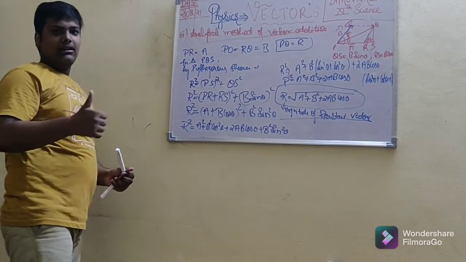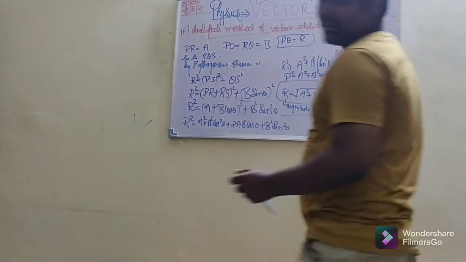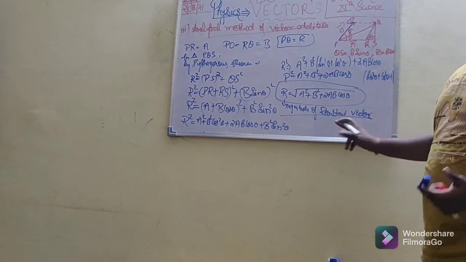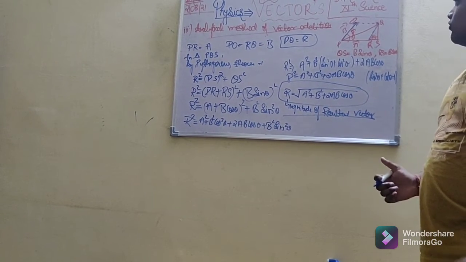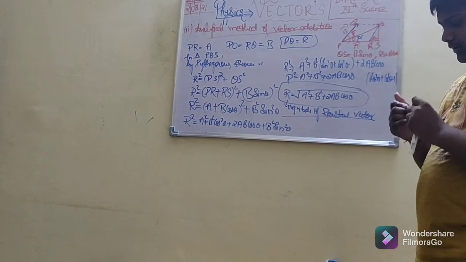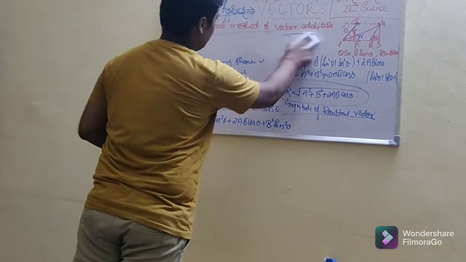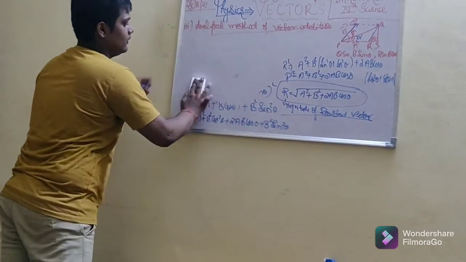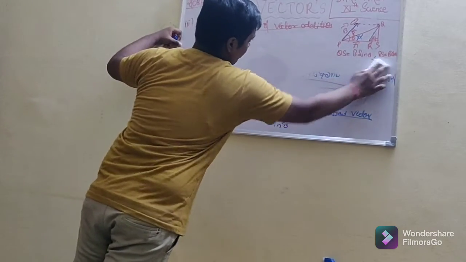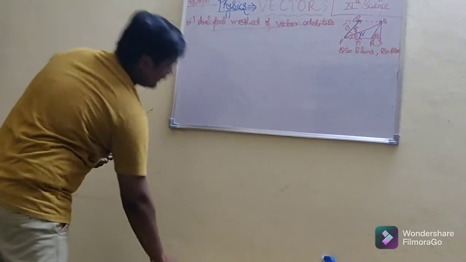Now the second thing that will come to mind is the direction of this vector, because this is a vector quantity and without direction we cannot do anything. So we have to find out this direction. So how to find out the direction? Let us see how to find the direction of the resultant. I will not erase these values because they are very important.